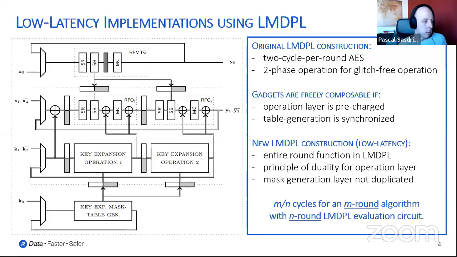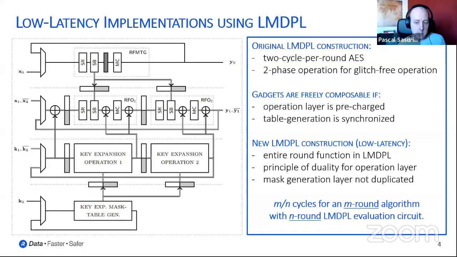This operation was performed alternatingly. Interestingly, we could use the same mask generation layer for both instances, so we didn't need to duplicate the mask layer, since the mask generation did not require any precharging, but could be evaluated in a single cycle.